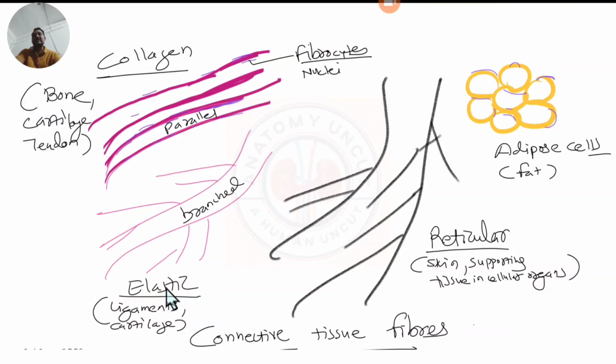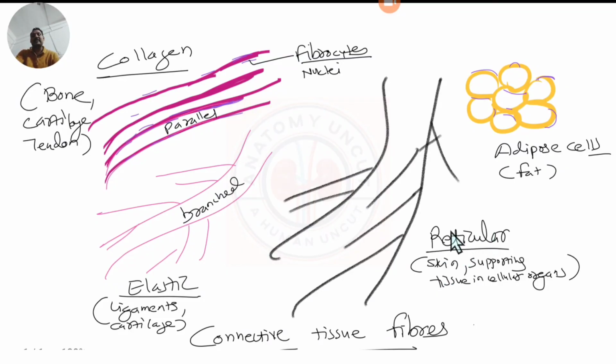This kind of tissue is also seen in the large arteries requiring expansion and again relaxation. Like in the aorta, they have elastic fibers. We call these aortas the elastic arteries. So elastic fibers are needed at many places. They have the recoiling property because of that specialized protein called elastin.